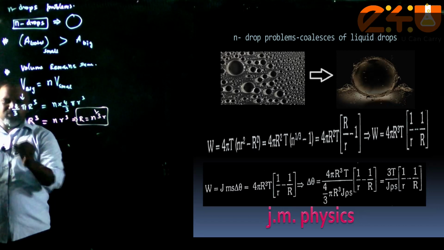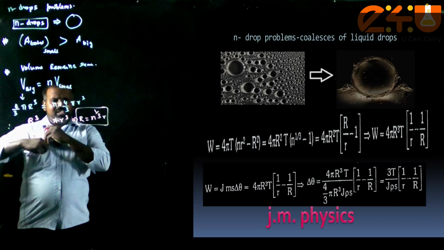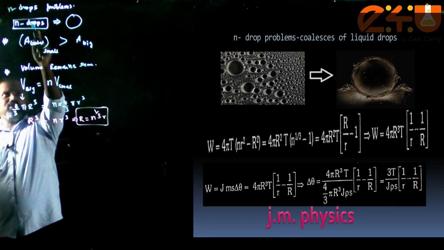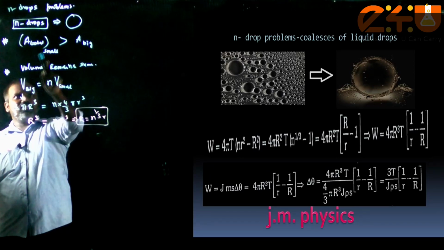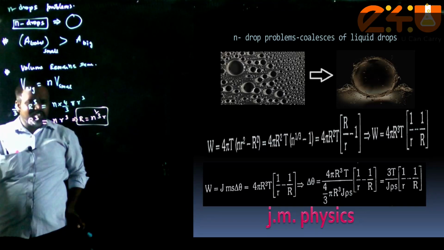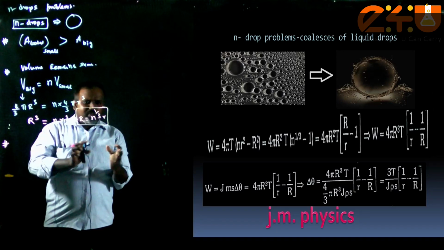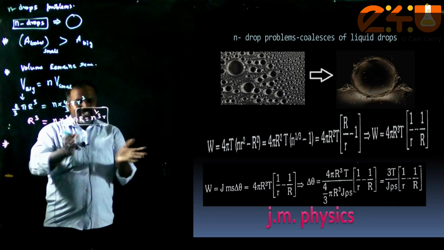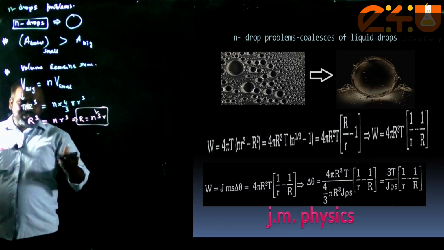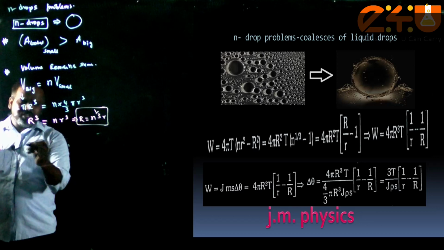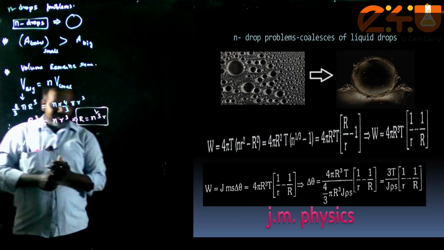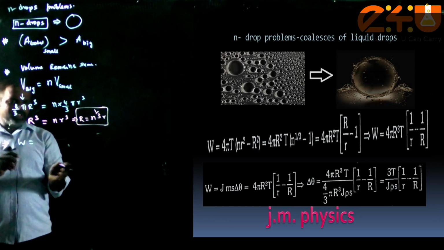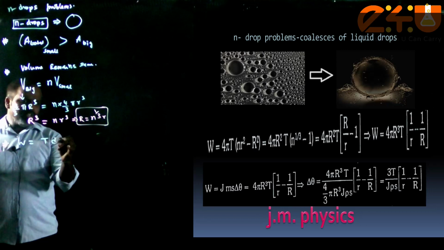And the third point we have to keep in mind is that the total area of the smaller drops is more when compared to the bigger drop. So whenever n number of liquid drops coalesce together to form a bigger drop, there will be a release of energy. The energy released is equivalent to work done, because energy and work done are similar. So the work done, or the surface energy released during this process, is nothing but T into dA, what we said earlier.